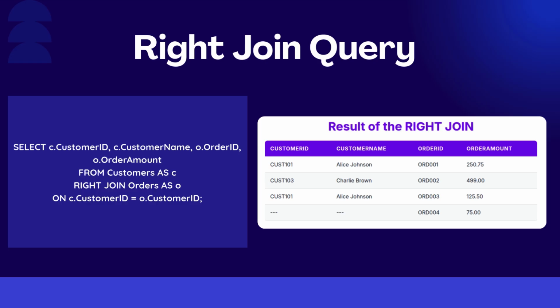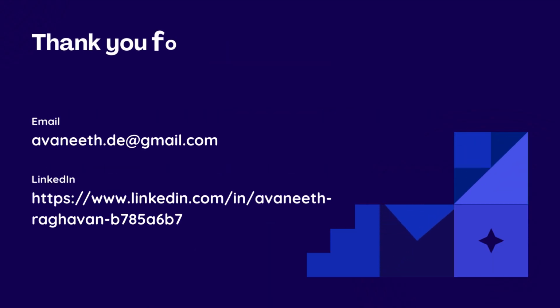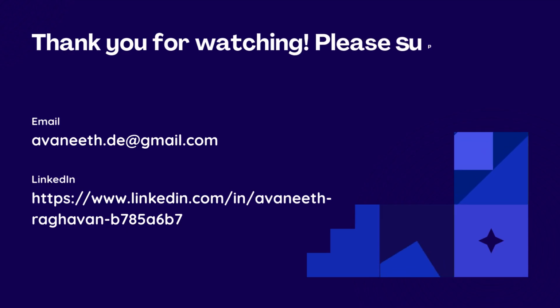To summarize, left join returns all rows from the left table and matches from the right. Right join returns all rows from the right table and matches from the left. Both joins will fill in missing values with nulls where a match does not exist. This gives us flexibility depending on whether we want to focus on all customers or all orders in our query. I hope this explanation helped you understand left joins and right joins in BigQuery.